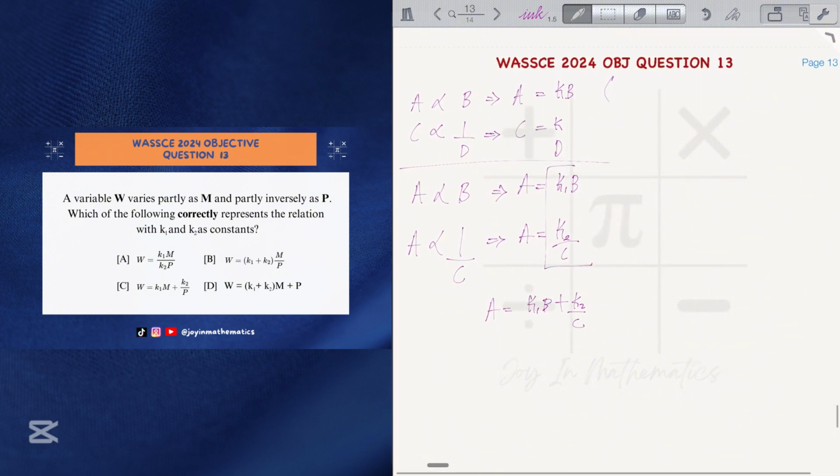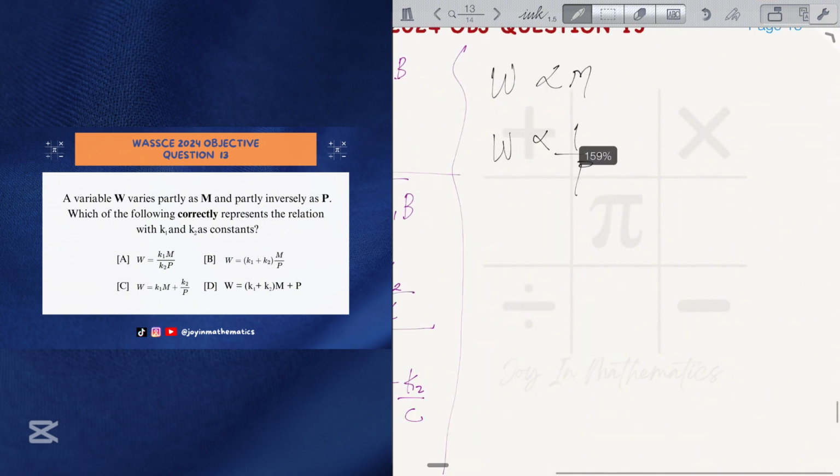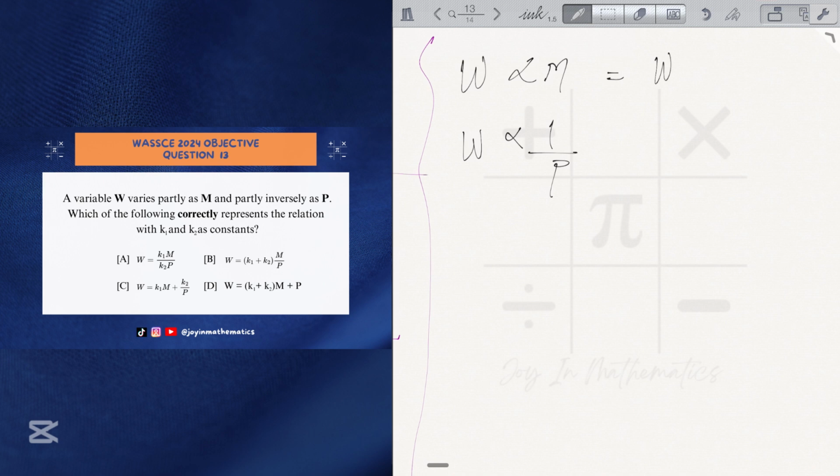The question says we have a variable W that varies partly as M, that's proportional to M, and the variable W itself also varies partly inversely as P. Now with this, it means that W equals K1M, because it's partly, so we have the part expression of W to be K1M, and because it's also partly, we have that W equals K2 over P. What we just did was to change this proportionality sign to equals by involving the constants of proportionality K1 and K2 respectively.